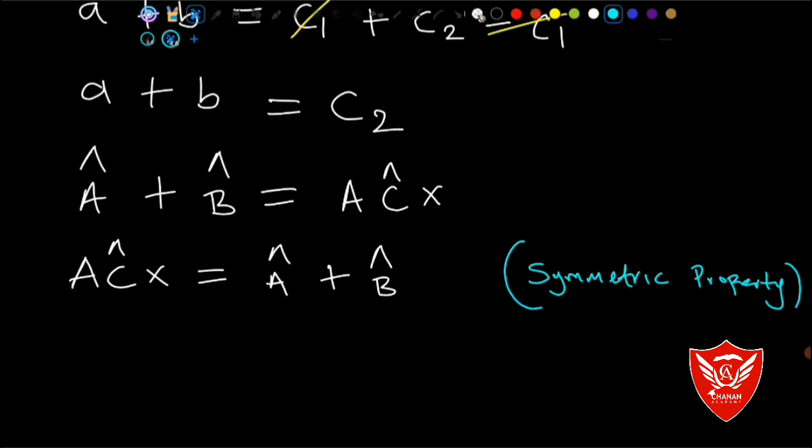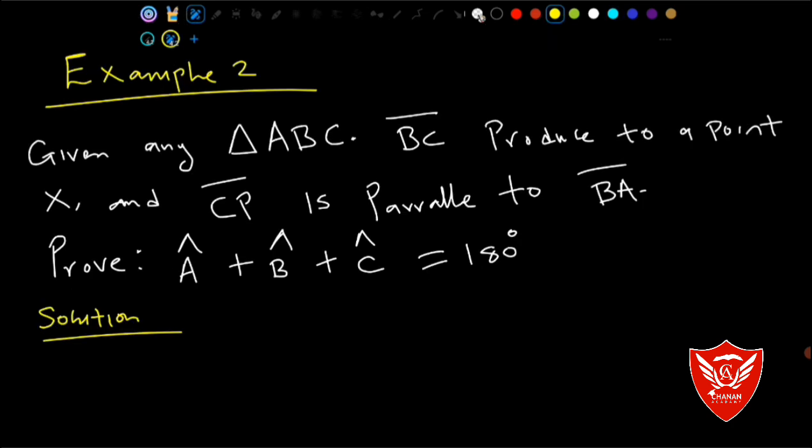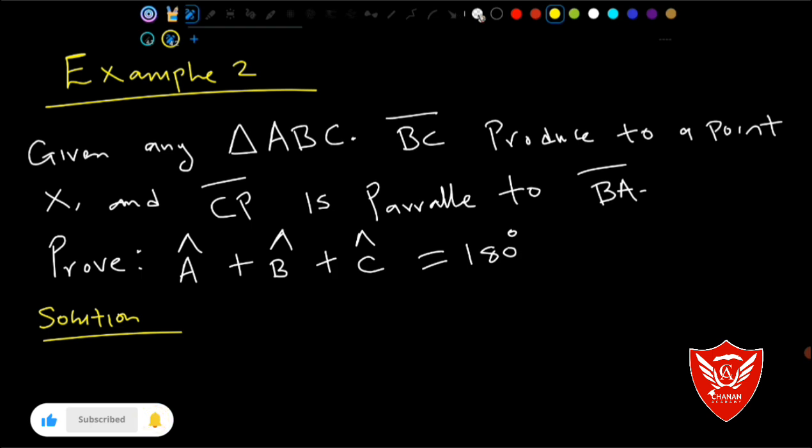Okay, so we are going to take another question. Example 2. Given an angle A, B, and C, line BC produced to a point X and line CP is parallel to line BA. Prove that the summation of angle A, B, and C is equal to 180. So I want you to pause this video, try to draw the triangle and see if you get it, and then continue.